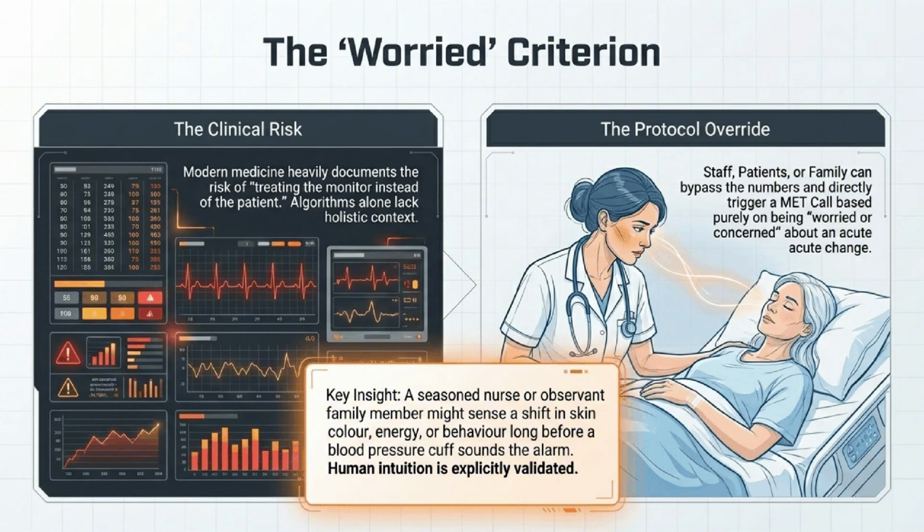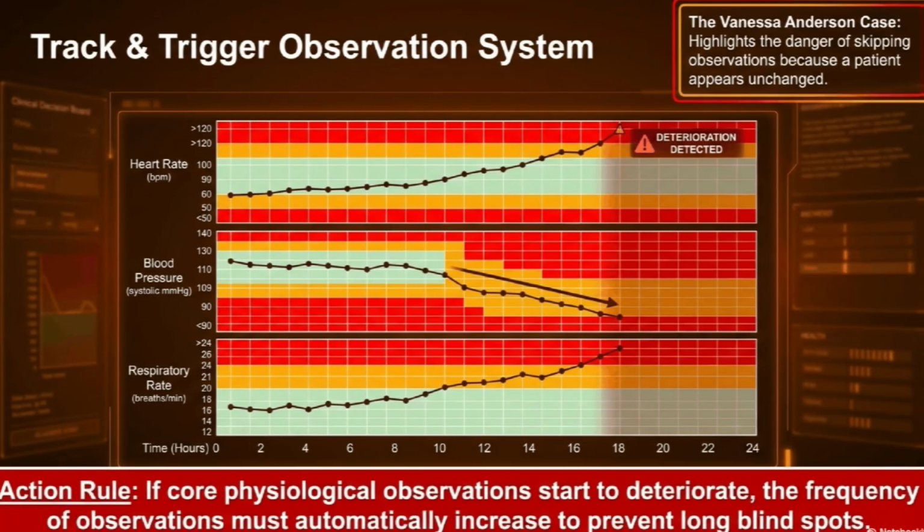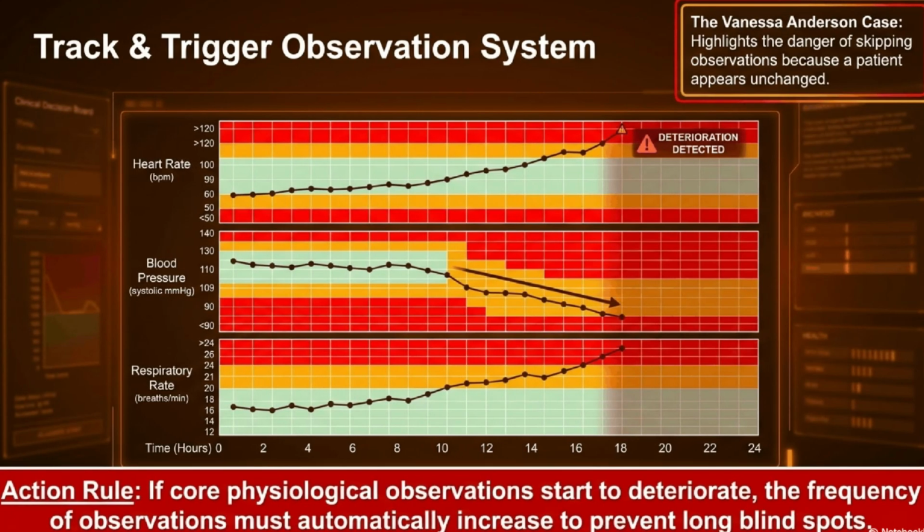Oh, what does that mean in practice? It means that staff, patients, or even the patient's family can escalate care and trigger an emergency medical team simply because they are worried or concerned about an acute change in the patient's condition. Even if the numbers are fine. Even if the vital sign numbers haven't perfectly crossed into the red trigger zones yet. It intentionally validates human intuition alongside raw data.